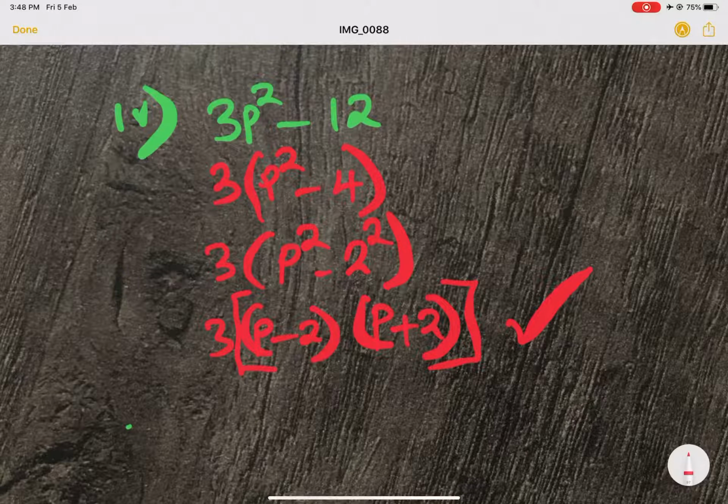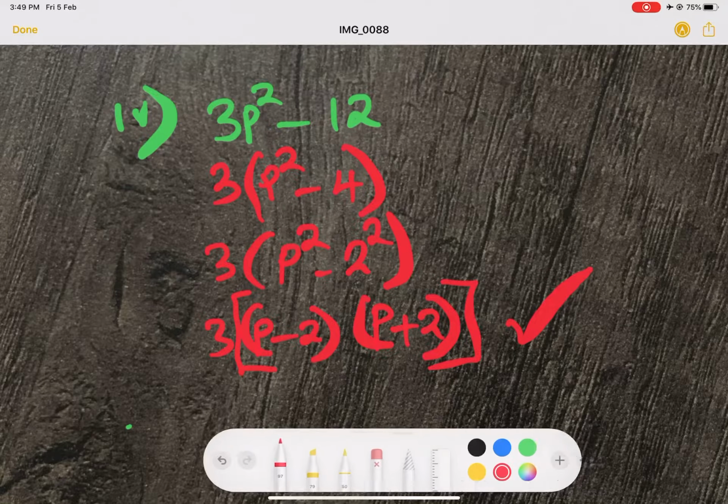Now, this concept is very practical. It is a very practical concept. We use difference of 2 squares to subtract perfect square numbers. Okay, in real life we use this concept to subtract perfect square numbers. Okay, so let me give you an example.